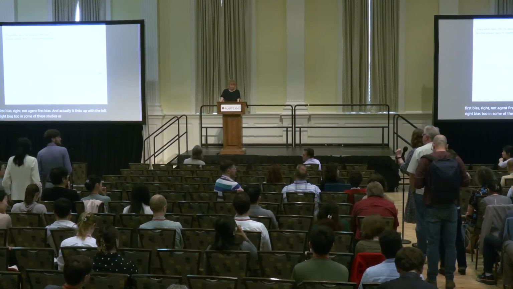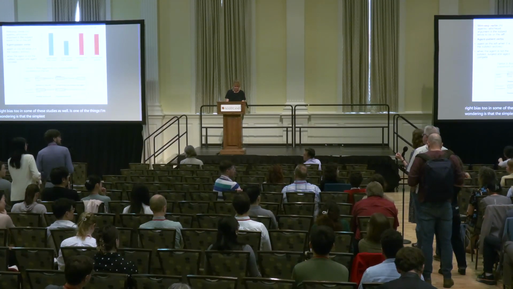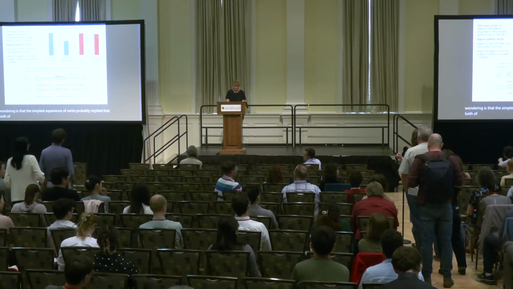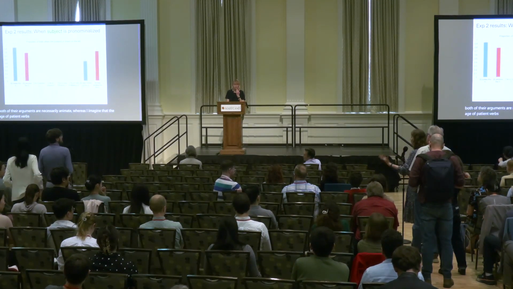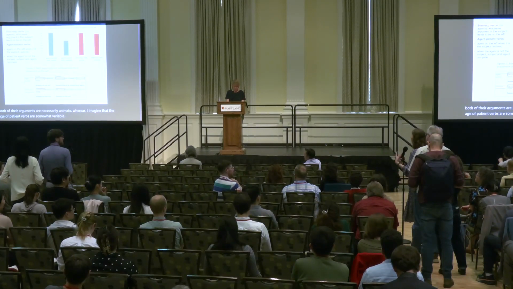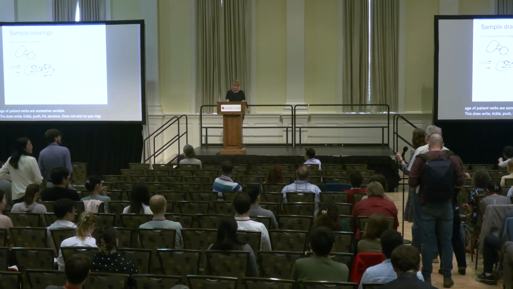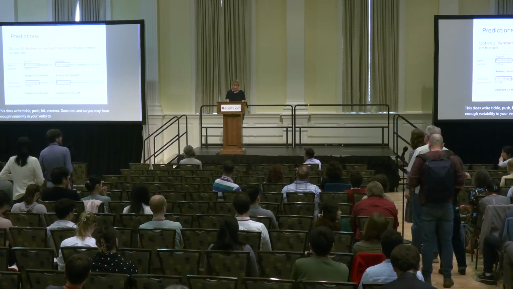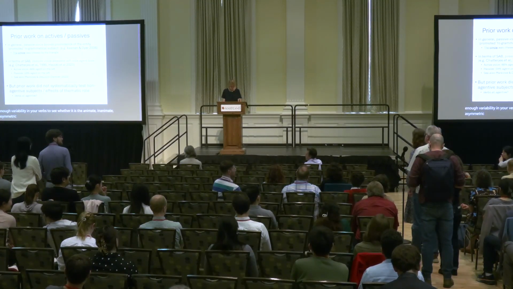And so one of the things I'm wondering is that the stimulus experiencer verbs probably imply that both of their arguments are necessarily animate, whereas I imagine that the agent-patient verbs are somewhat variable. Chase does, right, tickle, push, hit, etc. does not. And so you may have enough variability in your verbs to see whether it is the animate, inanimate, asymmetric verbs that are driving your passive effect there.